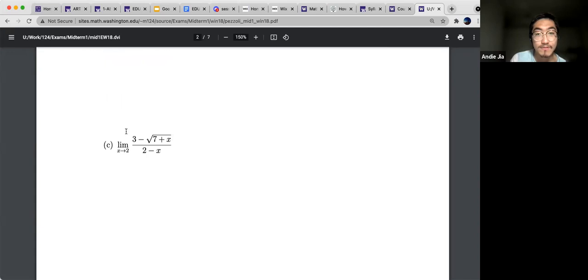Part C, this problem again. If you ever see any radicals here, conjugate the numerator and then cancel out the singularity here. No matter what is on the top, this 2 minus x will always cancel out, and then you will get an answer.